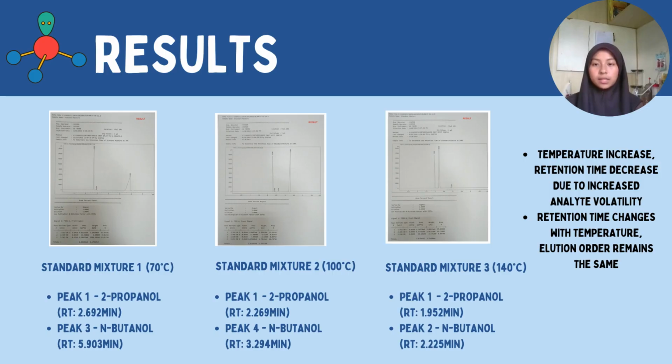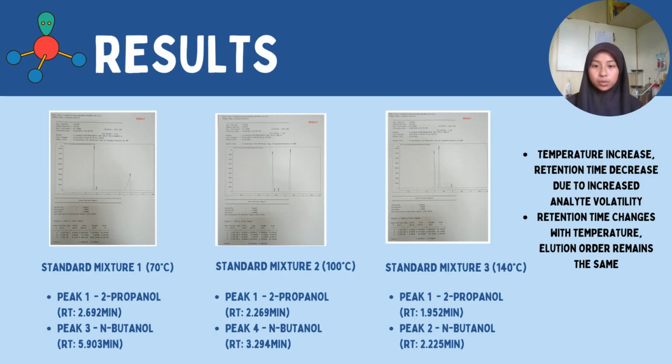Next, we have 3 standard mixtures. First is 70 degrees, second is 100 degrees Celsius, and the third one is 140 degrees Celsius. For standard mixture 1, peak 1 is known as 2-propanol, which has a retention time of 2.692 minutes, and peak 3 is known as N-butanol, with a retention time of 5.903 minutes.